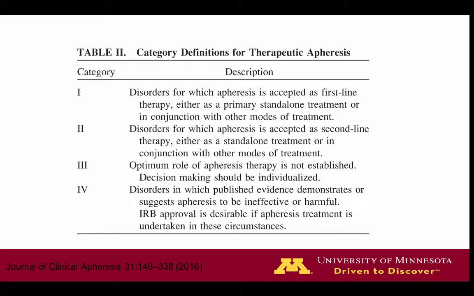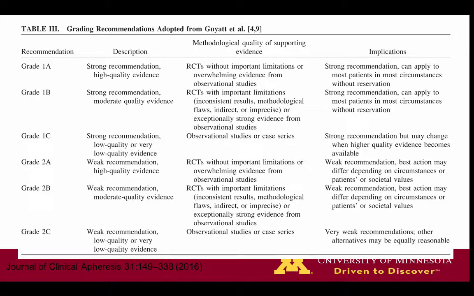So in terms of the category, it goes from 1 to 4, whether it is a first-line therapy, whether it should be second-line, whether the role has not been established, or whether it is actively contraindicated or harmful. And in addition to category, there's also grading, whether there is a strong recommendation with high, moderate, or low quality evidence, or if there's a weak recommendation with also high, moderate, and low evidence as well.